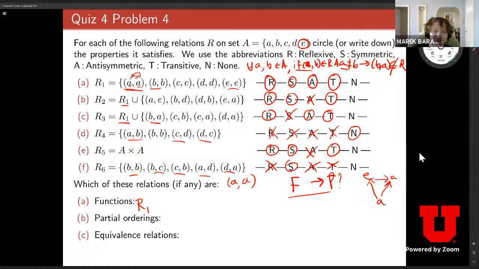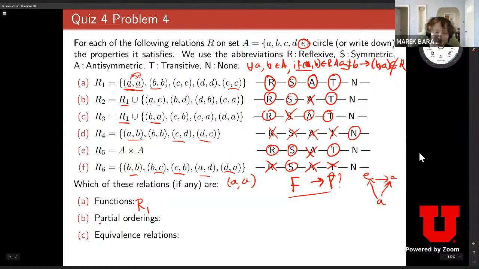Why is R2 not a function? Okay. So R2 isn't a function because we have AA and AE, right? So it can't be a function because we have one thing mapping to two things. Back to R6. Is this a function? No. So just R1 is the function.